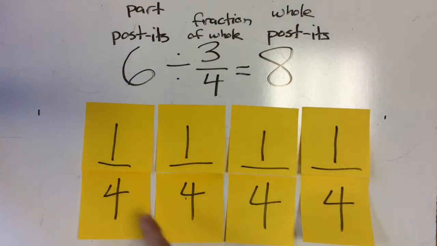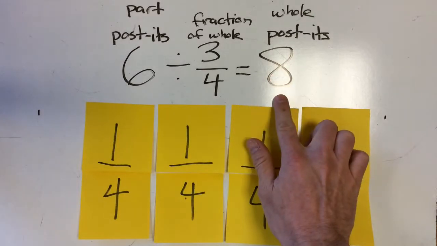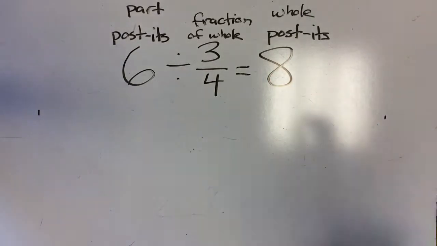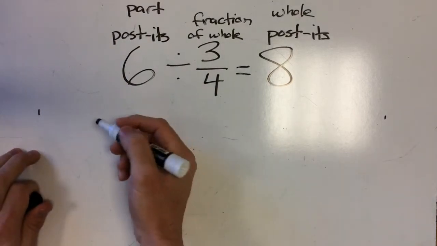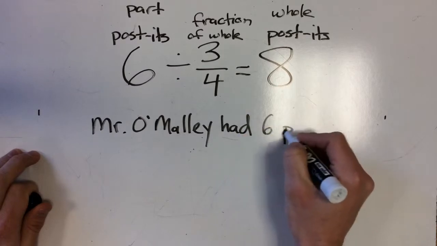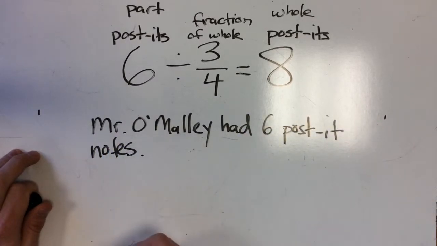Now it's just time to write our story. We should have 3 sentences, one for the first number, one for the second number, and a question for the third. So the first sentence. Mr. O'Malley had 6 post-it notes.